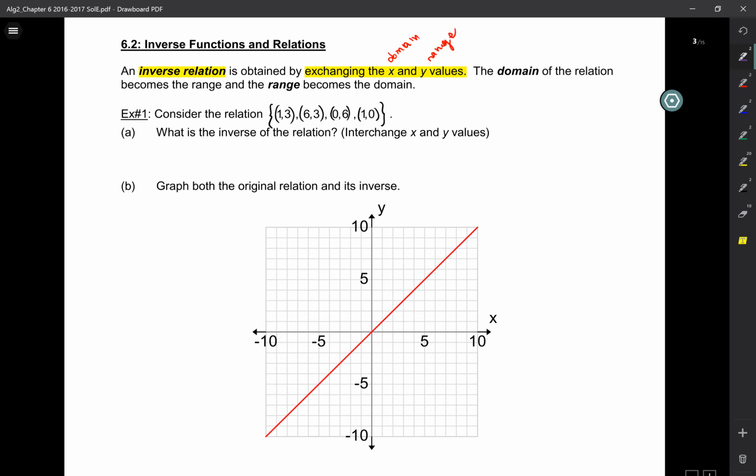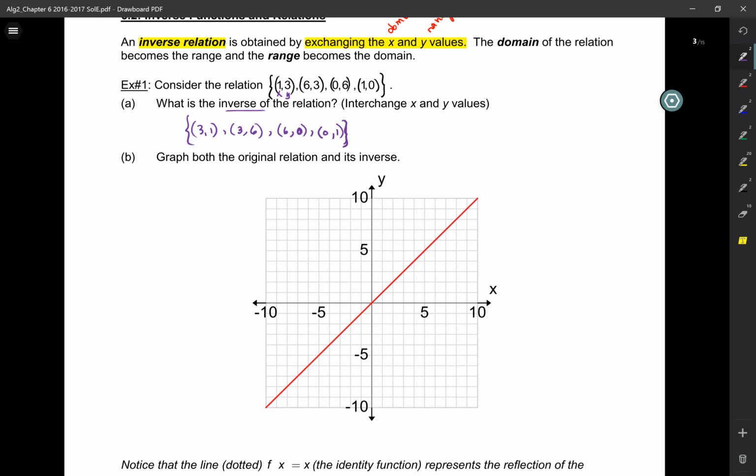All right, well, if the inverse is found by interchanging x and y, then for each coordinate point, we're going to interchange x and y. So for the first coordinate, this is x and this is y, if I switch them, instead of 1, 3, I will get what? 3, 1. And what about for the next one? 3, 6. And what about for the next one? 6, 0. And 0, 1. All right, so all I do for each coordinate point is just swap them. Okay?